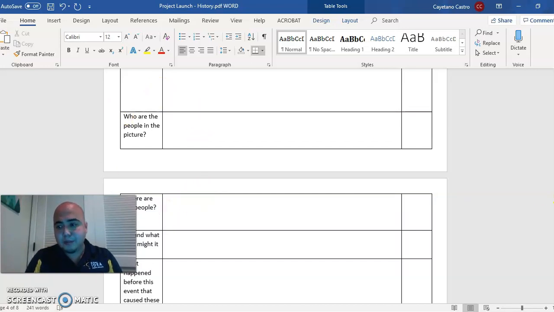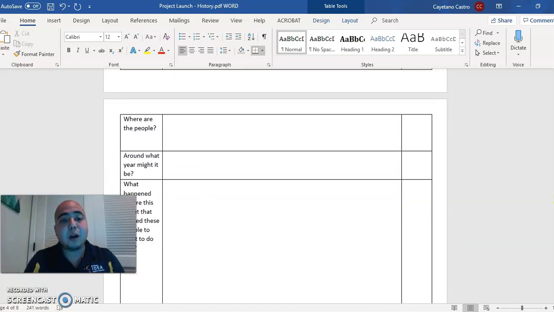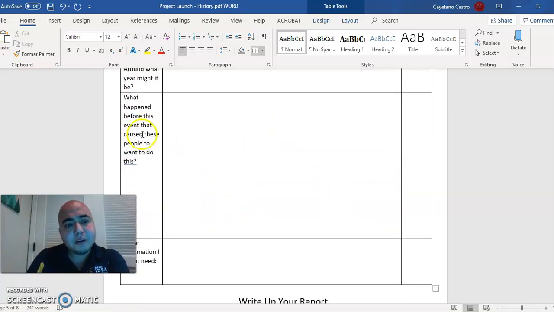Okay. The next part of the question is where are the people? So again, this is a setting. What location of the world, and around what time, what year it might be. What happened before this event that caused these people to want to do this. So if you want a big hint, refer back to the Do Now. We had a quick short discussion about what was going on in those pictures, and this is leading up to what we're going to be discussing for this whole unit.